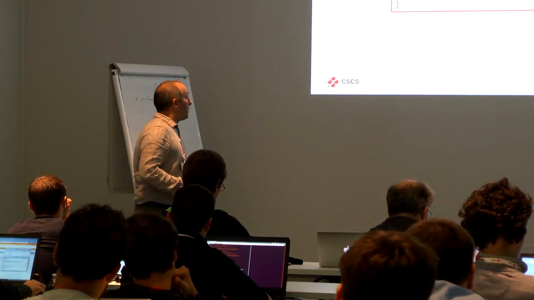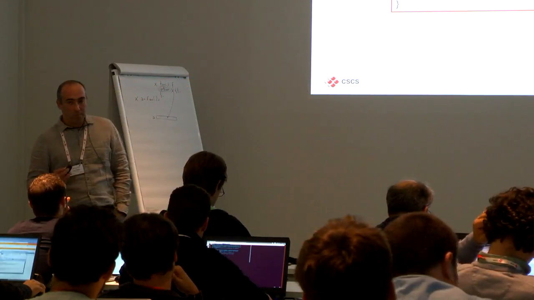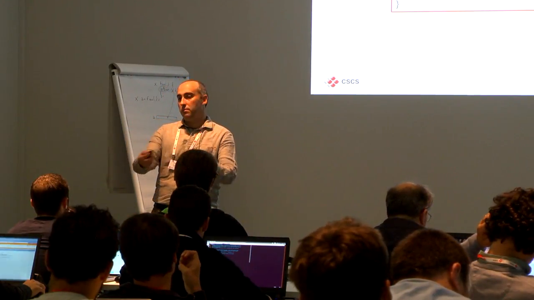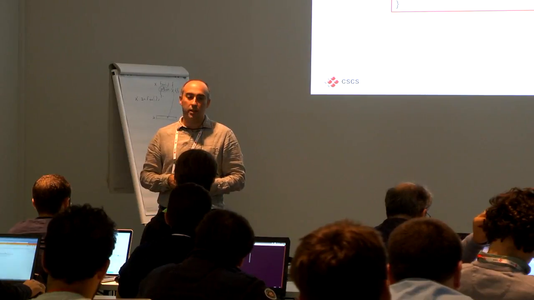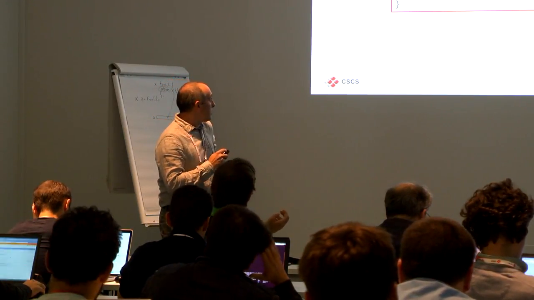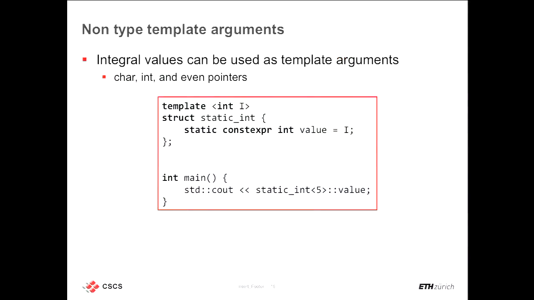As we already seen, the template arguments might be different from a type. We usually say we pass a type as a template argument, but we can also pass values. For instance, this is a good way of implementing a static integer. And static integer is just that value. So std::cout of static int of 5 will be just printing 5.